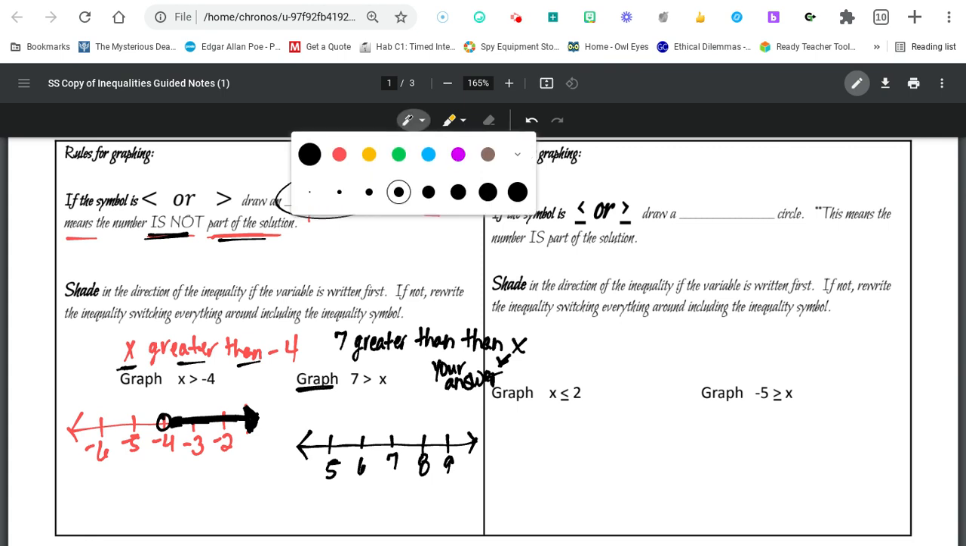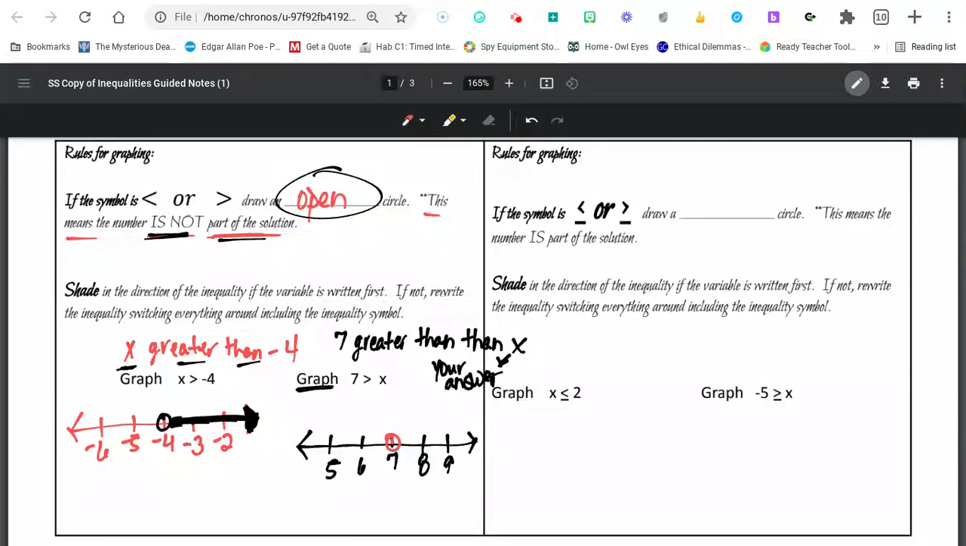7 is not greater than or equal to my answer, so I'm going to put an open circle on 7. But think about what number 7 is greater than. 7 has to be greater than some numbers, okay? 7 is greater than what numbers? Well, 7 is greater than 6, 7 is greater than 5, 7 is greater than 4. So 7 is greater than all these numbers to the left. Your answers are not greater than 7. If 7 is greater than your answer, your answer has to be less than 7 then, if that makes sense.